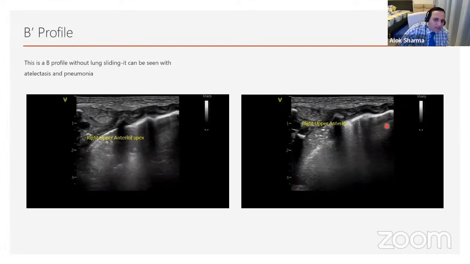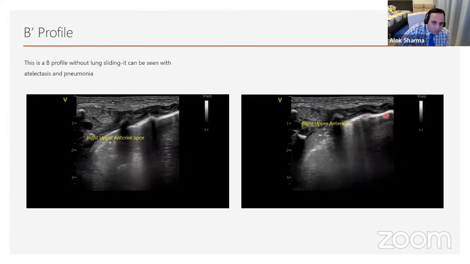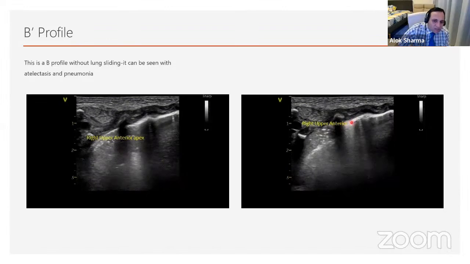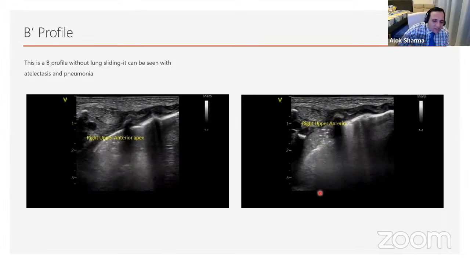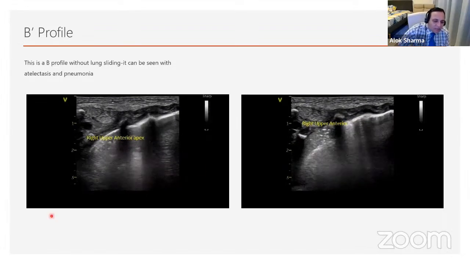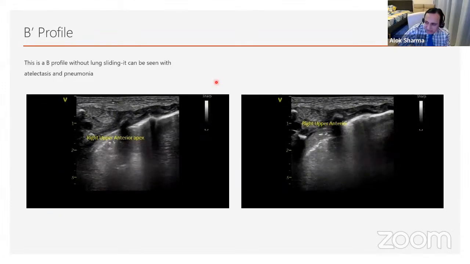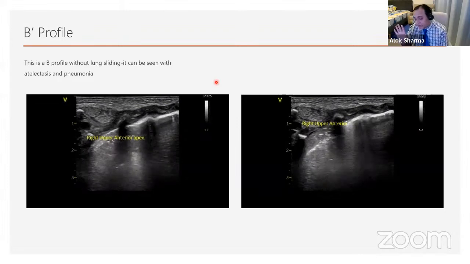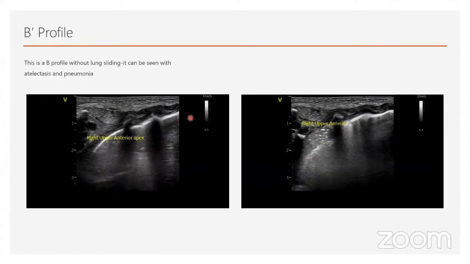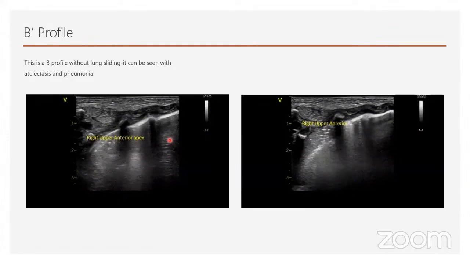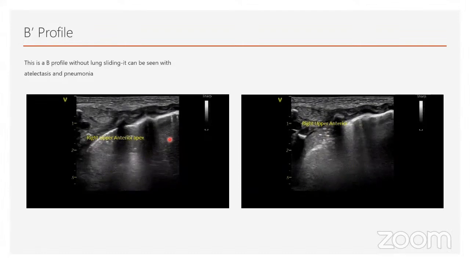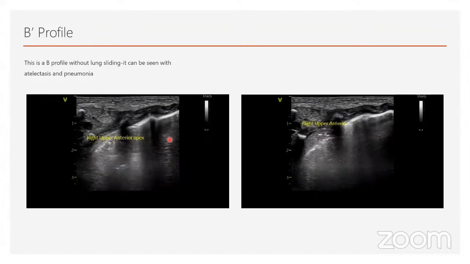Over here, what you can see again is a B profile, very poor pleural sliding. So B dash over here, but this is classically a C profile with atelectasis. So now do you understand the difference? Does anybody have any confusion about this? Please ask me. Yes, Alok, please. For bronchogram, in atelectasis, we should have a static bronchogram, right?